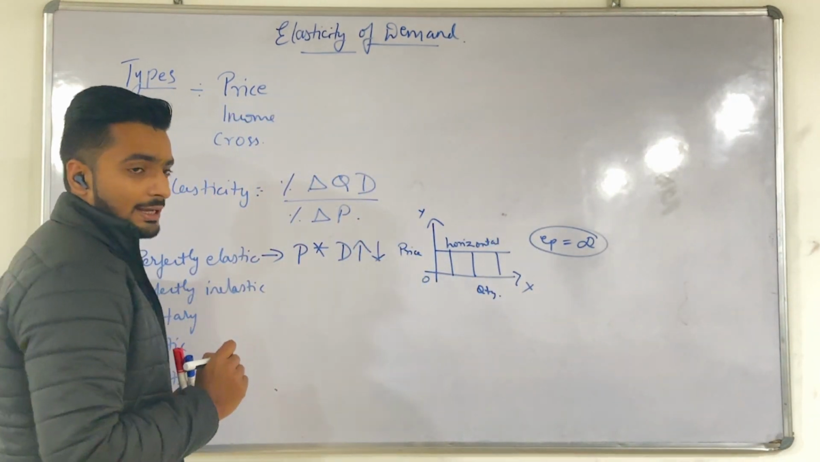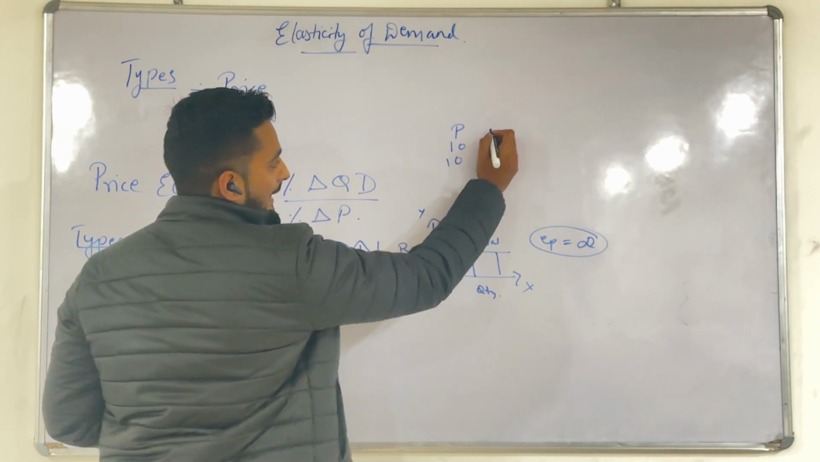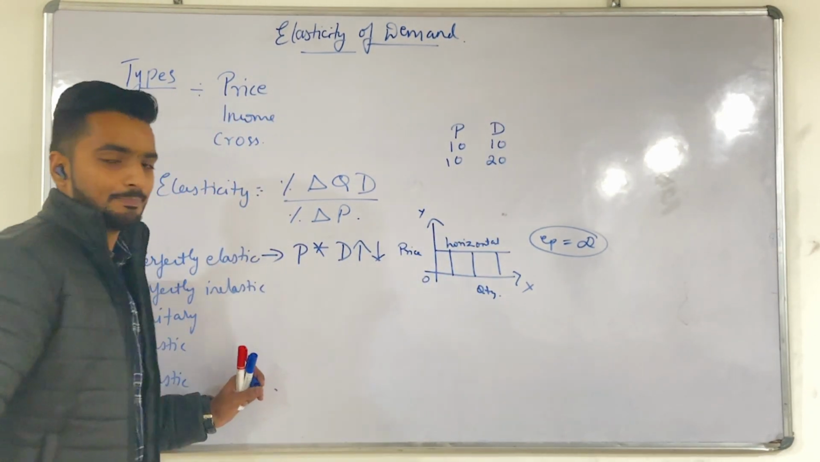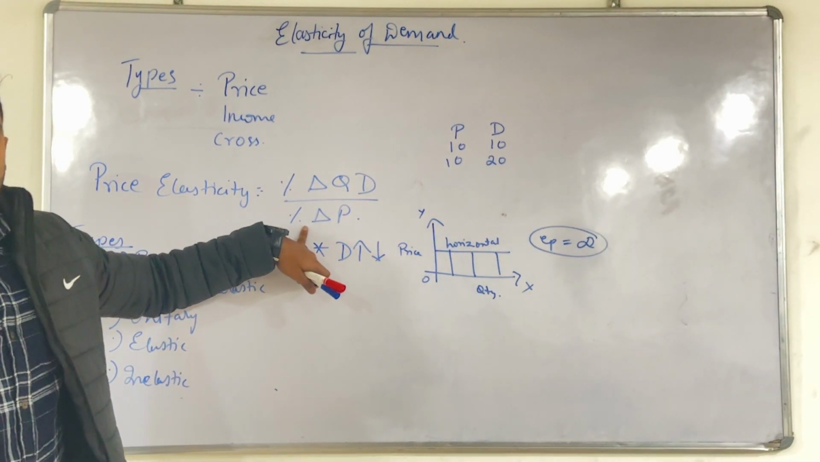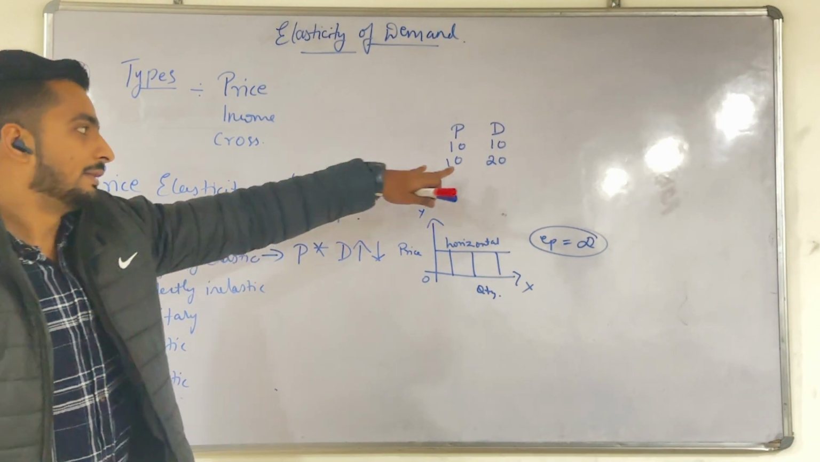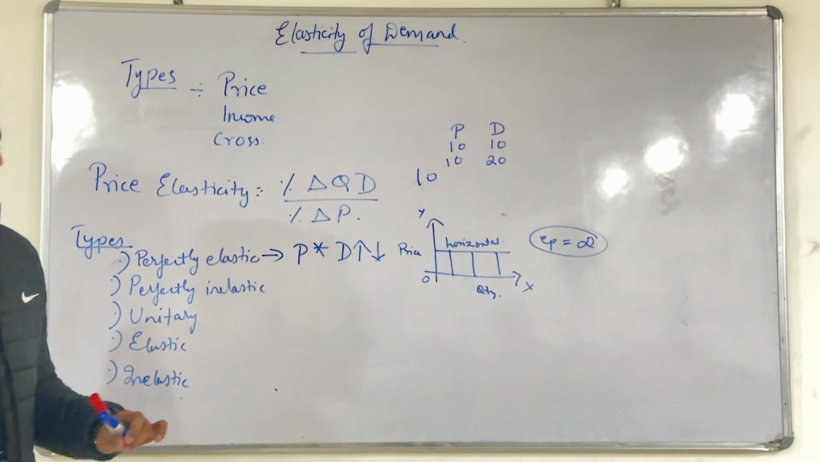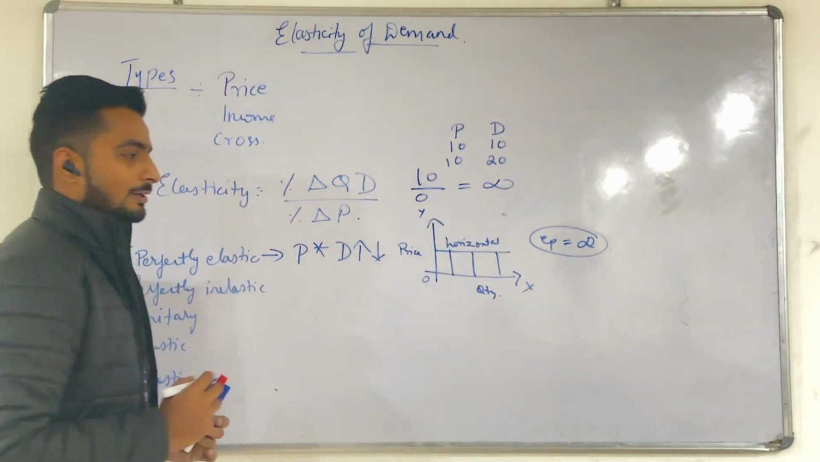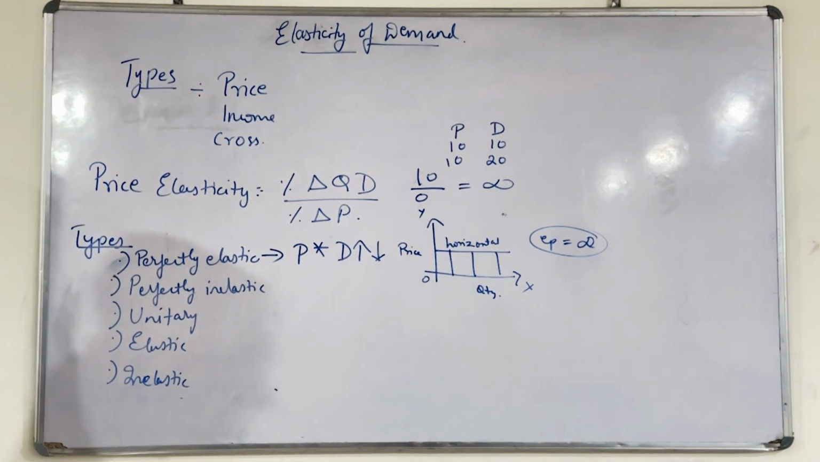Why is it infinity? Because if price remains the same at 10 and quantity demanded increases from 10 to 20, the formula is percentage change in demand upon percentage change in price. There is a change in demand of 10 and there is no change in price. So 10 upon 0 is infinity. So EP will be infinity for perfectly elastic.